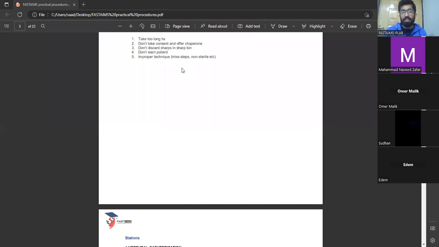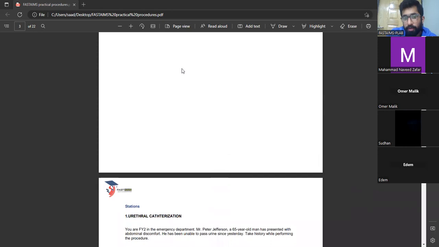And non-sterile techniques. They do not care about sterility. For example, in urethral catheterization, people often touch the catheter. Sometimes you lose maximum marks, and they can fail you as well for touching the catheter, because you are breaking protocol and you are not following the universal sterile protocols. So do not touch the catheter. We will be discussing it after a while.